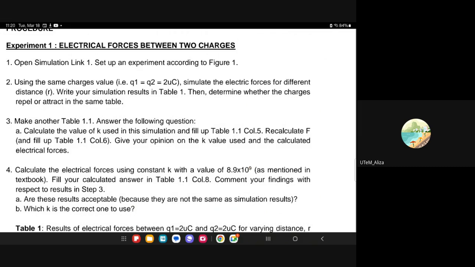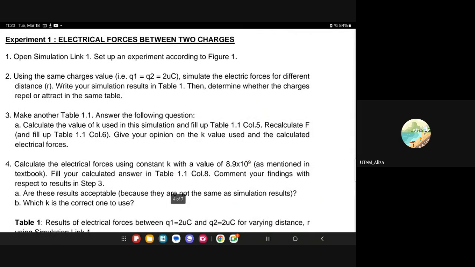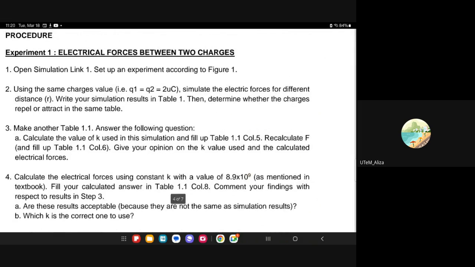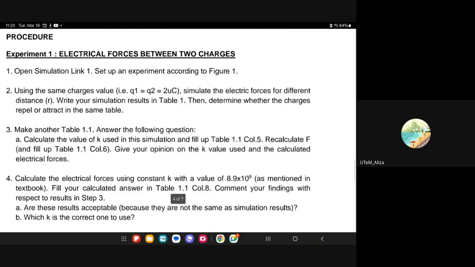Usually we don't say 2 "U C". That is actually not a U, but it represents micro. So 2 micro. What does micro mean? Micro means 10 to the power of negative 6. Okay. So the charge values are Q1 equals Q2, equal to 2 times 10 to the power of negative 6.